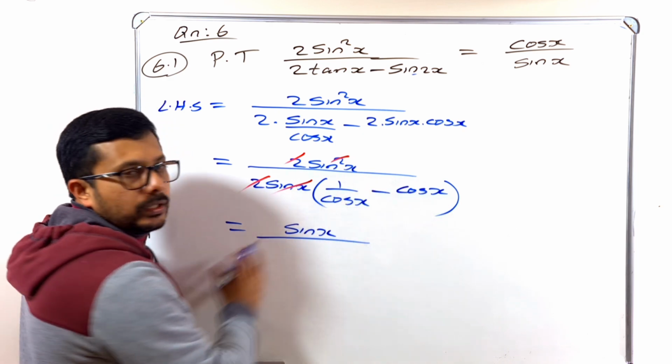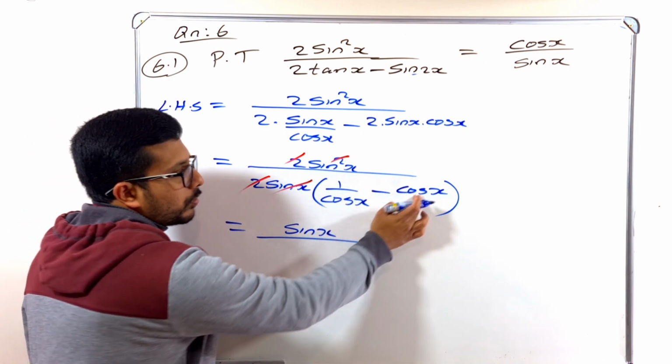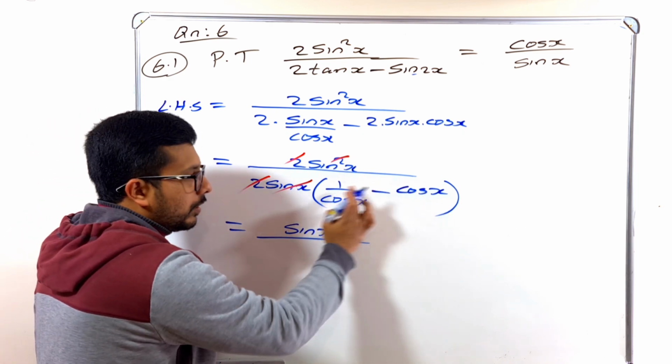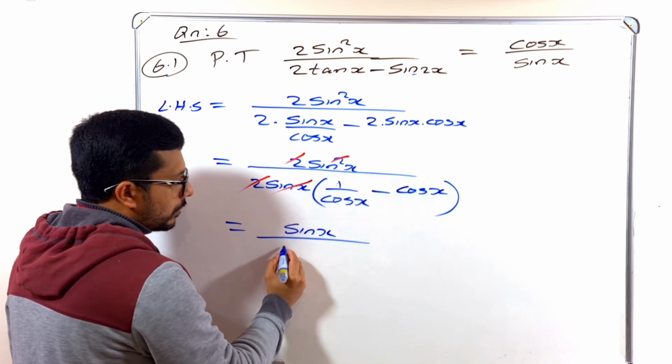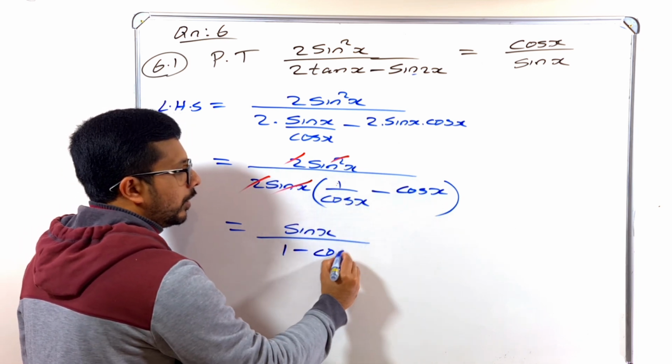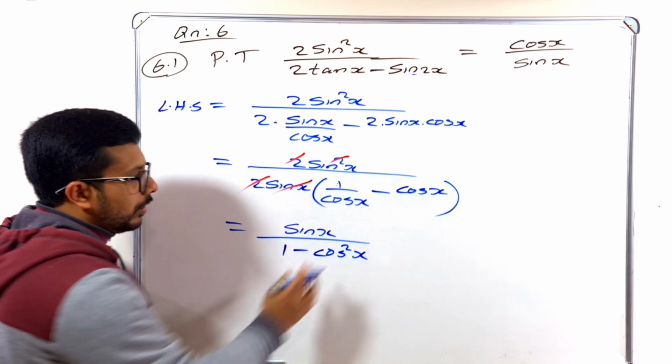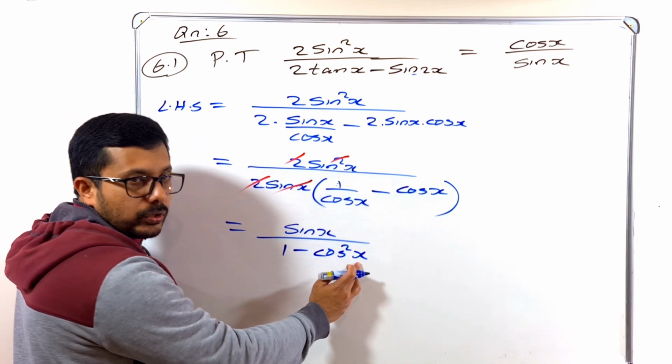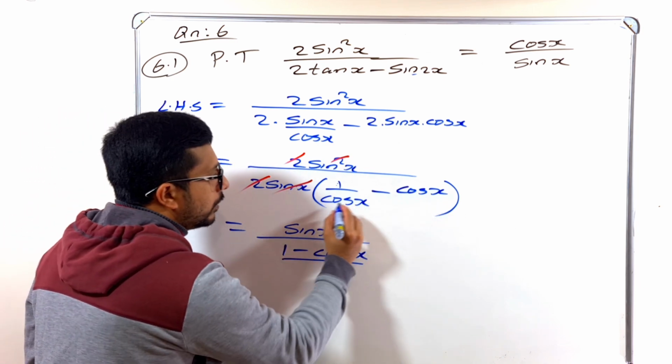here how can we take the LCM? This cos x you have to multiply with this cos x. So it is, look at this, 1 minus cos x into cos x. I'm trying to take the LCM in a shorter method. Okay, cos x into cos x is cos square x divided by this cos x.